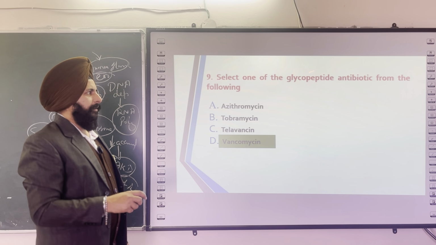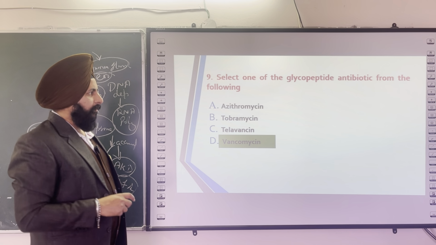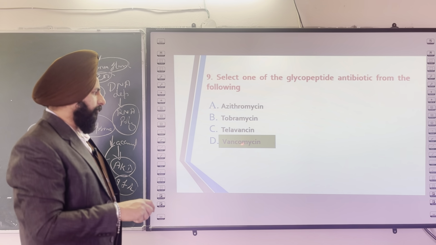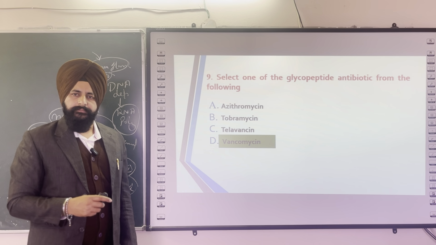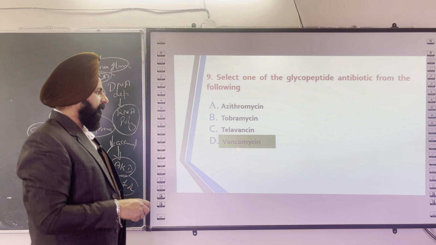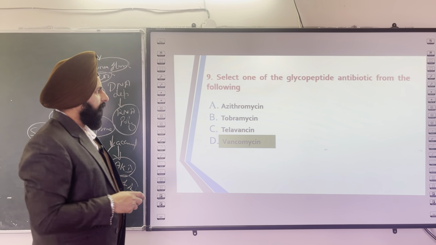So this glycopeptide is a ring which is present in the structure of vancomycin. This vancomycin is useful for gram-positive bacteria more and very little for gram-negative. And that's why this vancomycin is a glycopeptide type of antibiotic.